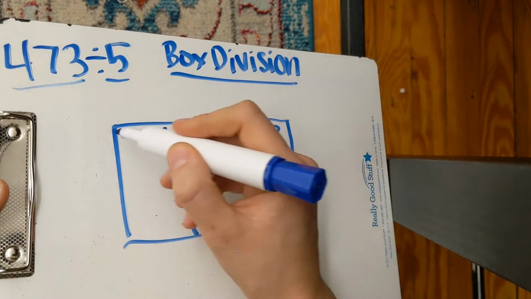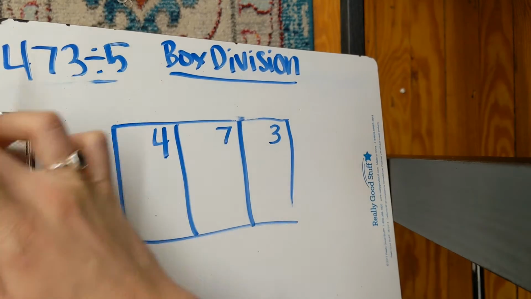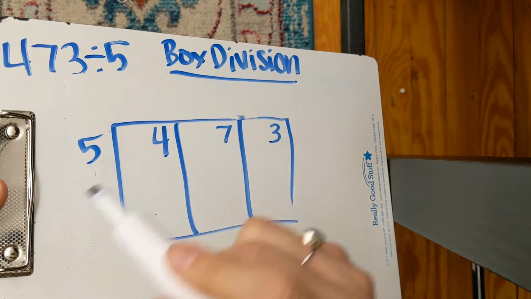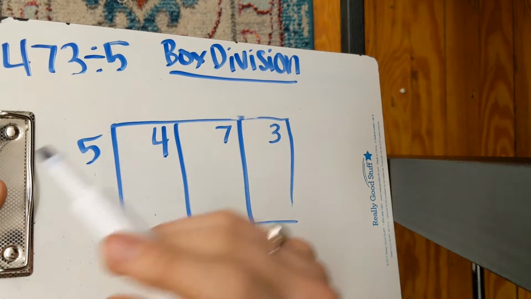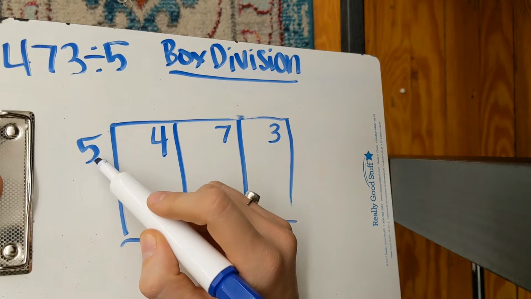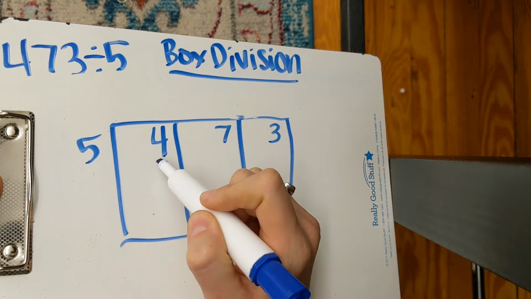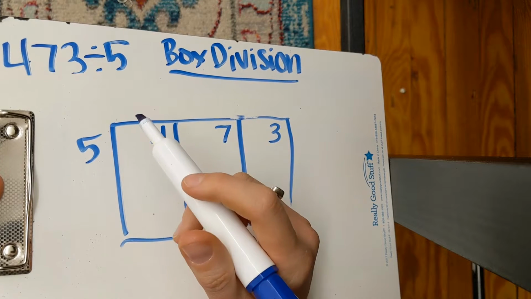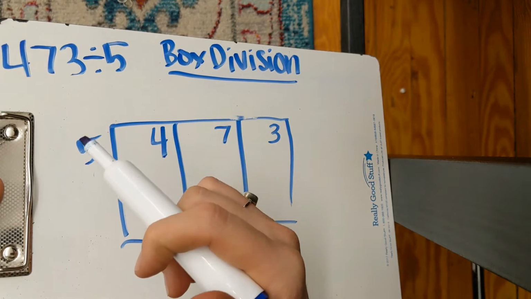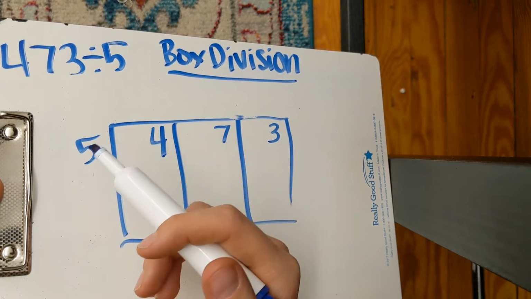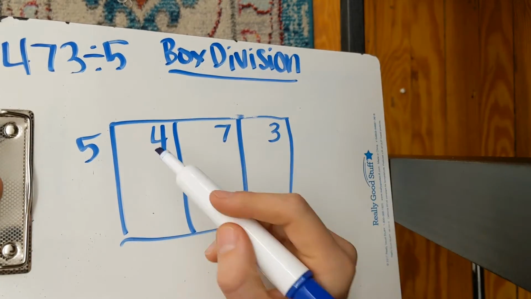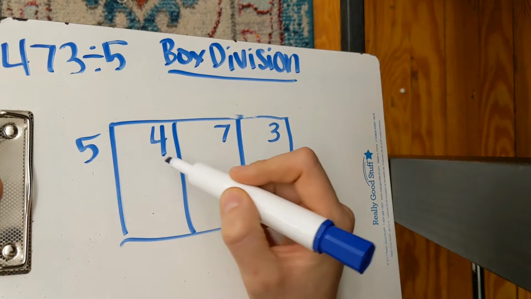Now I'm going to take my divisor, which is 5, and I am going to put it outside of the box as if it's knocking on the door, trying to get into 473. Now, I'm thinking to myself, can 5 fit into 4? No, 5 is greater than 4, so it can't fit into 4. I also know that because when I skip count by 5s, I don't land on 4 or land underneath 4. So 5, 10, I don't hit 4. So 5 does not fit into 4.